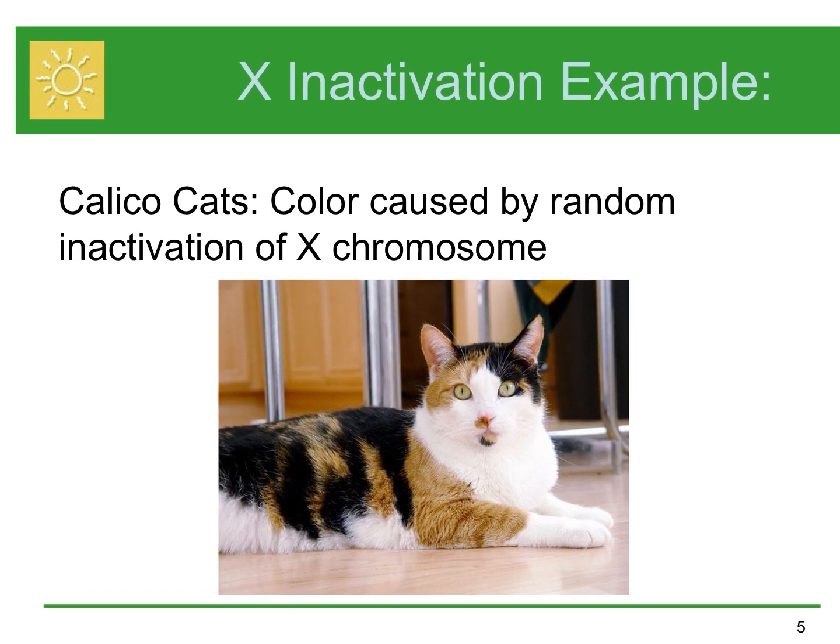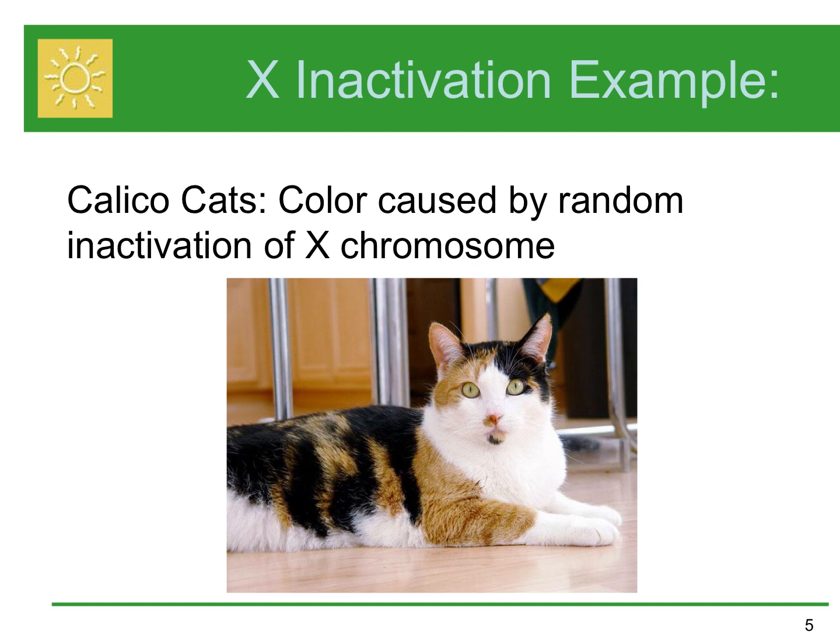So let me give you an example of dosage compensation or X inactivation. Calico cats provide a really good example. Calico cats have this unique color pattern on their coat. This different color pattern is caused by the random inactivation of the X chromosome. Maybe 1 X chromosome codes for the black fur while the other codes for the orange fur.